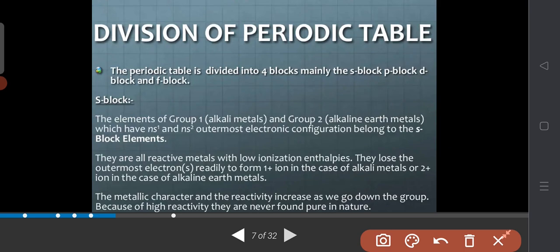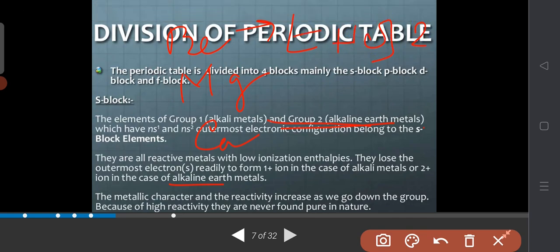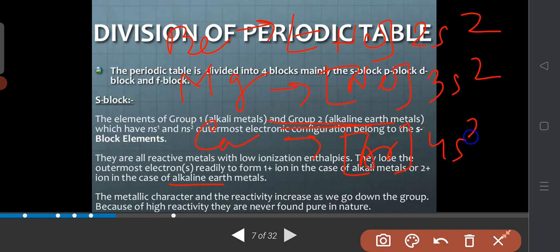Again, in the case of group 2 elements, the alkaline earth metals, we have beryllium, magnesium, calcium. Beryllium has the helium electronic configuration, after that 2s2. Magnesium has the neon configuration, after that 3s2. Calcium has the argon configuration, after that 4s2.